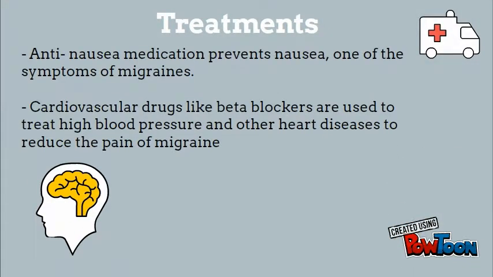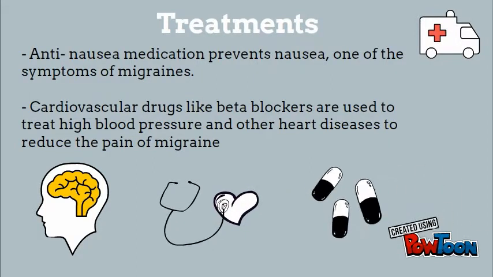Anti-nausea medication prevents nausea, one of the symptoms of migraines. Cardiovascular drugs like beta blockers are used to treat high blood pressure and other heart disease to reduce the pain of migraine.